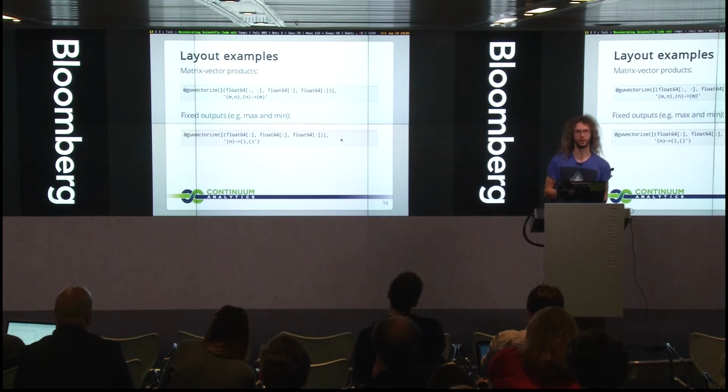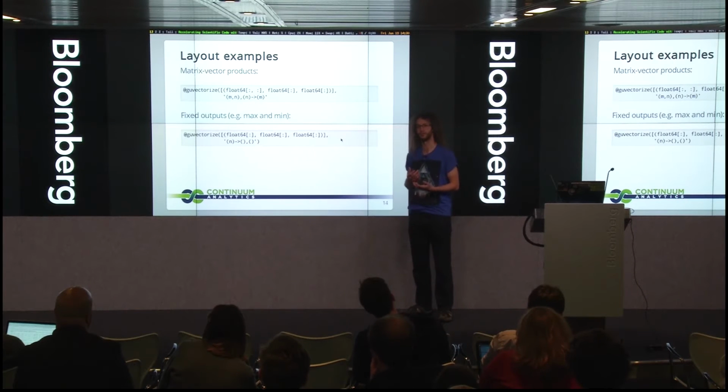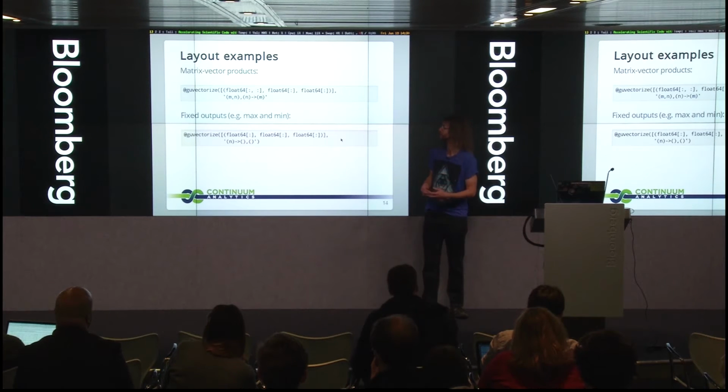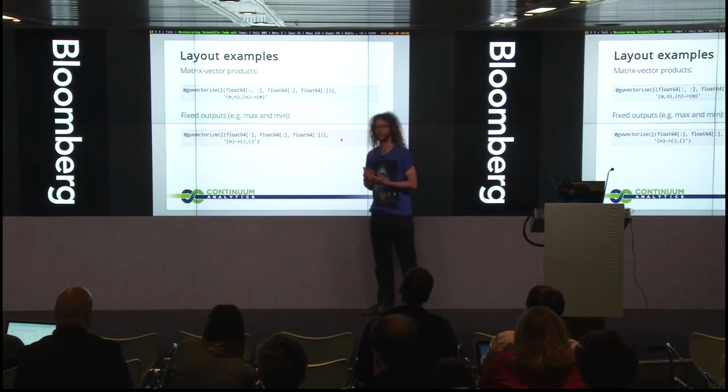These are a couple of other examples of layout specifications. For example, if you had a lot of matrix vector products that you wanted to compute, lots of matrices and lots of vectors, and you wanted to multiply them, then you would use this layout specification, taking you from an n by n input and an n-length input to an m-length output.